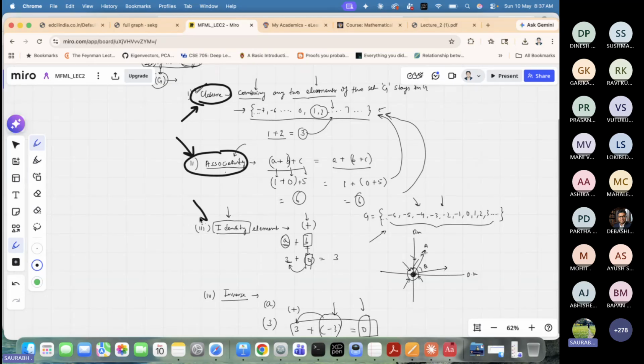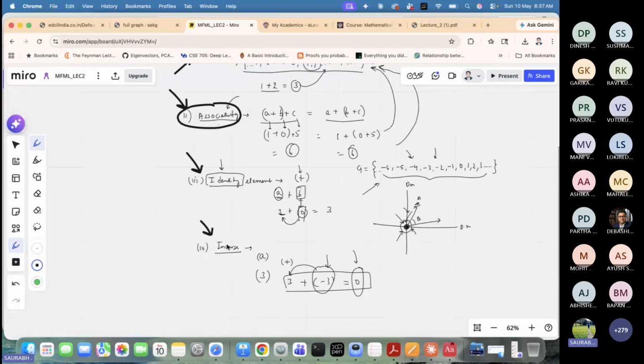There has to be a point of reference which does nothing to all the elements of the group. There is an element which actually does the reverse of what the chosen element does. Okay, so let's say we have chosen A, and there has to be a minus A in this particular case when we are doing addition, such that it just does the reverse of what we are doing.